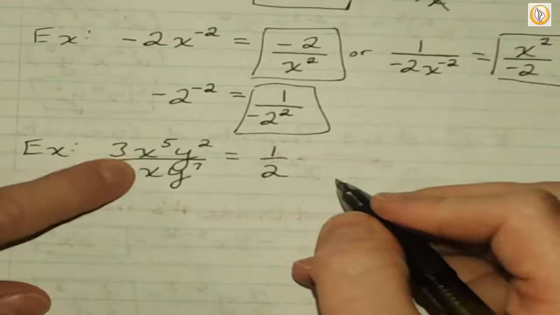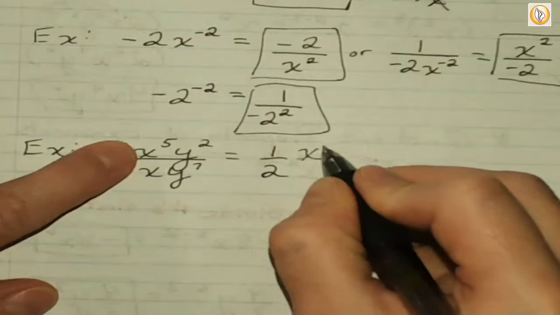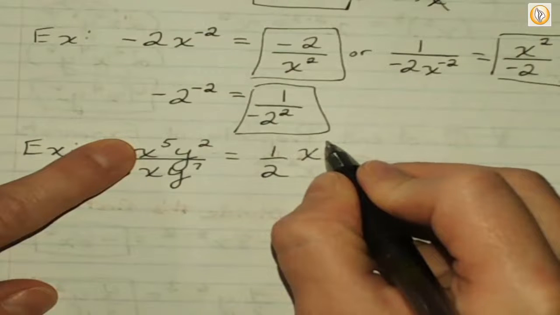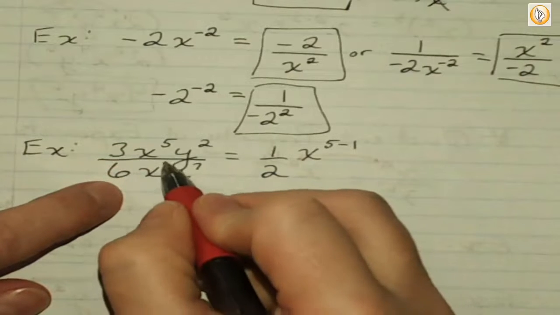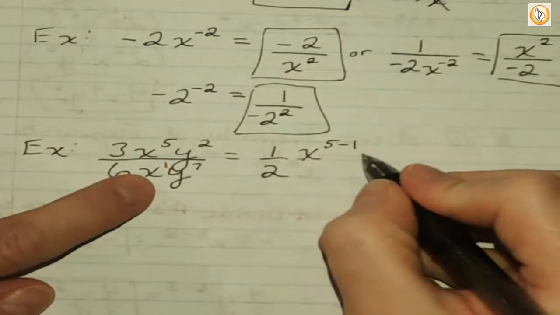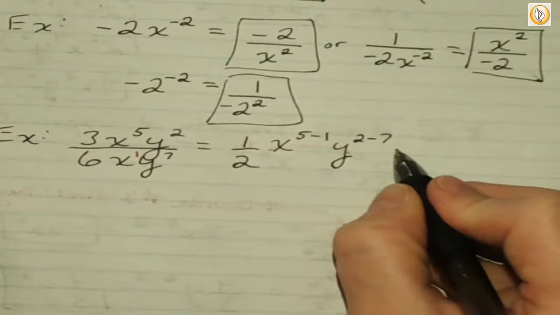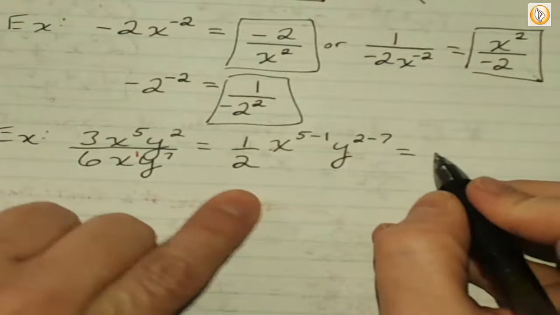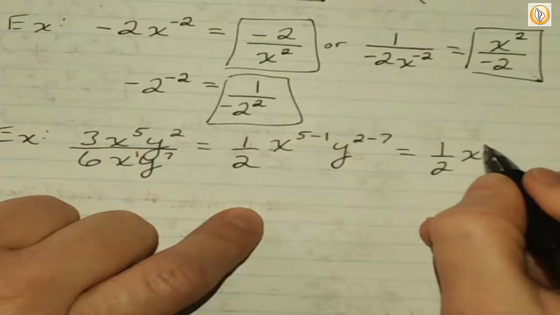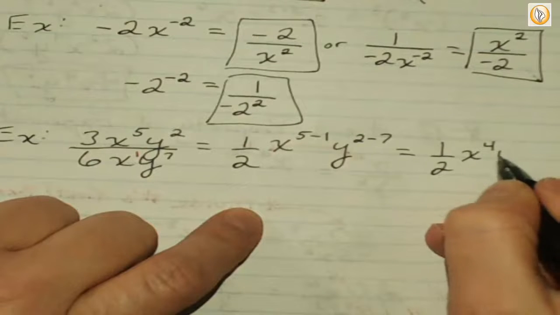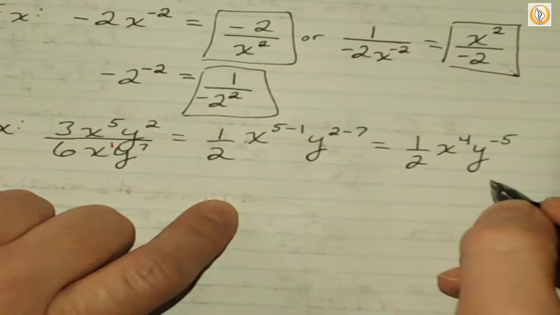And then what do I do to the bases and the exponents? Oh, you subtract them. Okay, so x is, tell me what? 5 minus 1. If we don't have anything there, we put a 1. And then y is 2 minus 7. So then, what do I get, Michael? 1 over 2 x to the 4th y to the negative 5. Uh-oh. What do I need to do?